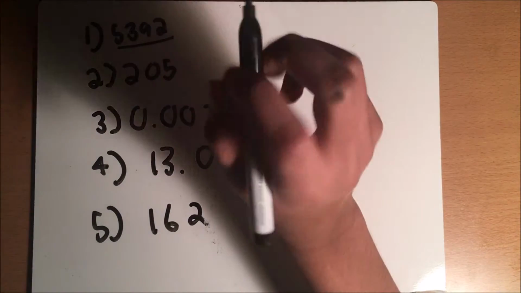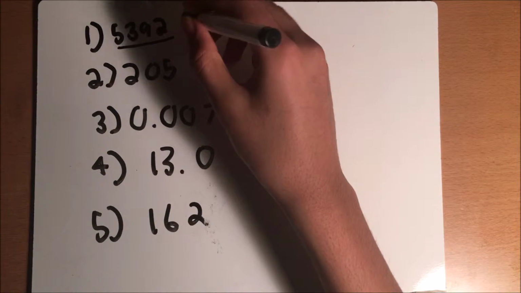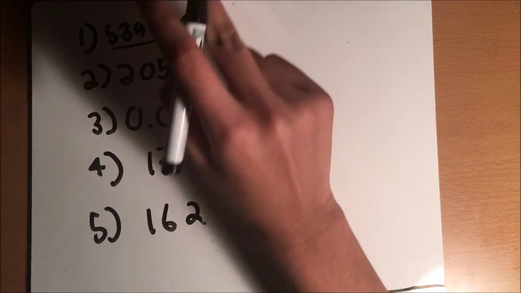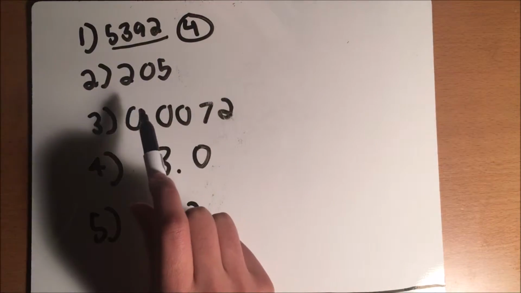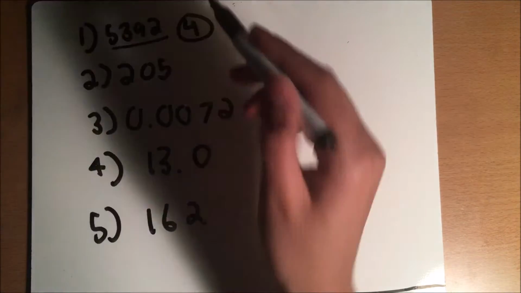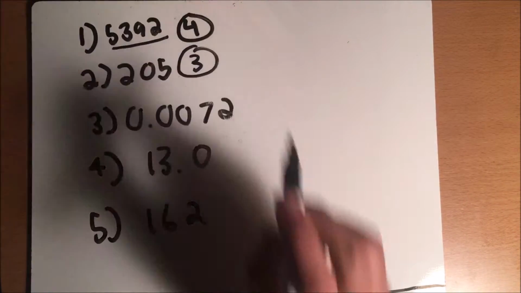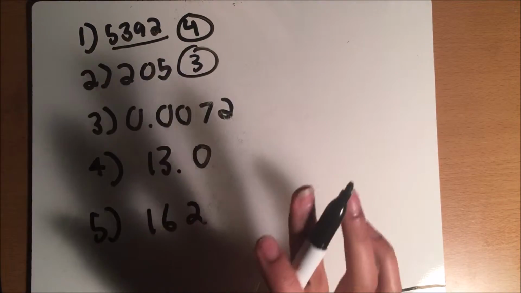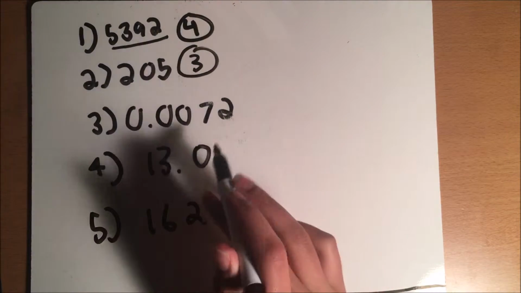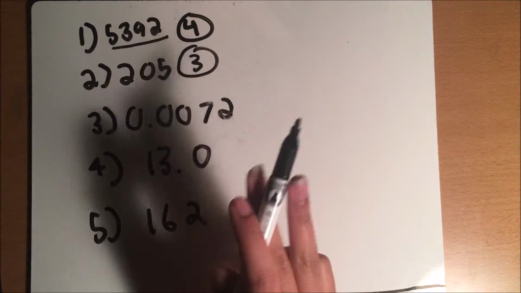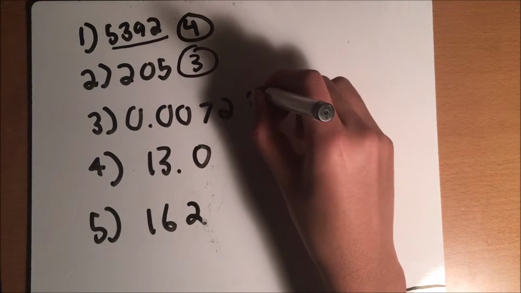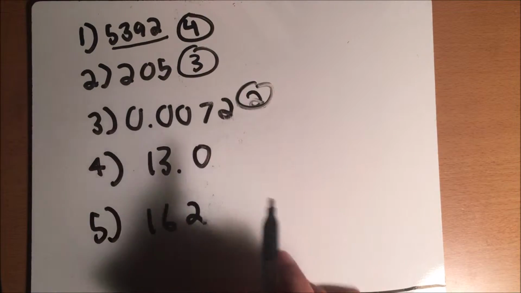This number has 4 significant figures. It has 4 non-zero integers. This number has 2 non-zero integers, but has 1 zero. But since the zero is between the 2 non-zeros, it is significant, meaning this has 3 significant figures. This number has 5 numbers in it, but there are only 2 non-zeros and 3 zeros, and the zeros are before the non-zeros, so this only has 2 significant figures because only these 2 numbers count.